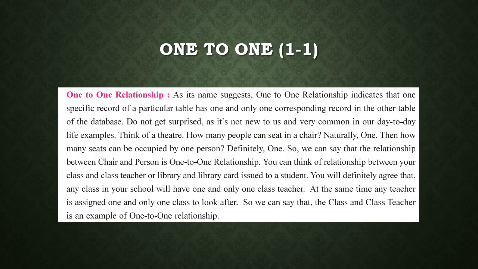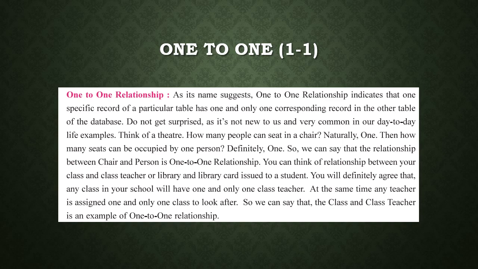One to one relationship. One to one relationship indicates that one specific record of a particular table has one and only one corresponding record in other table of database.